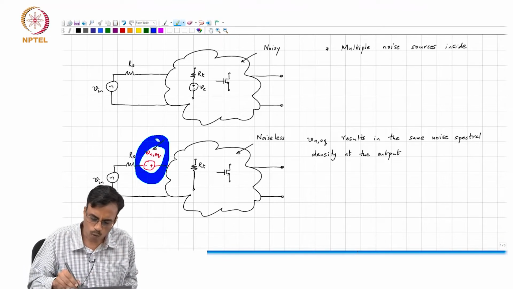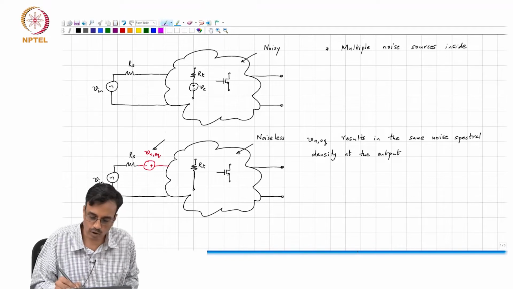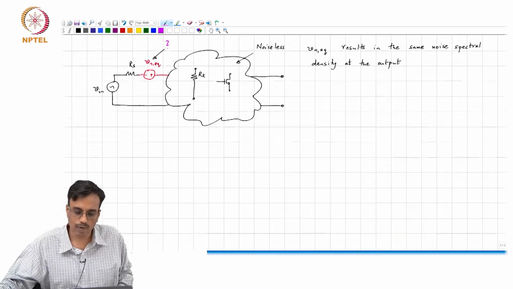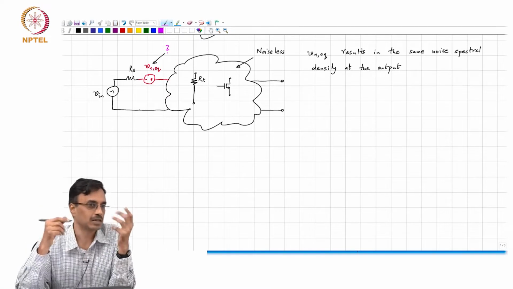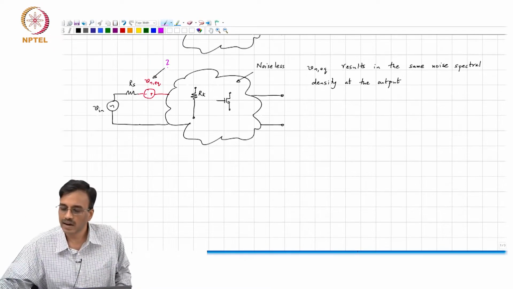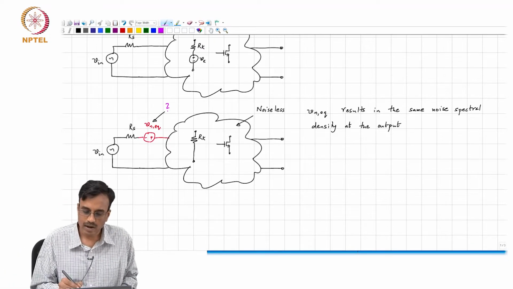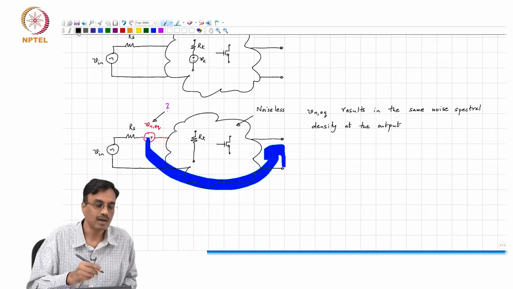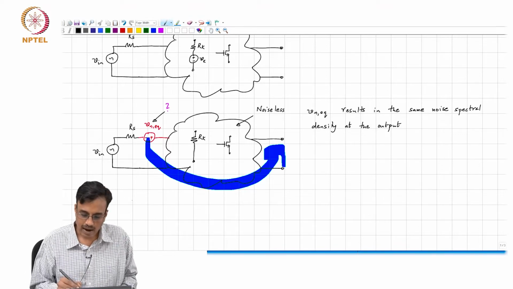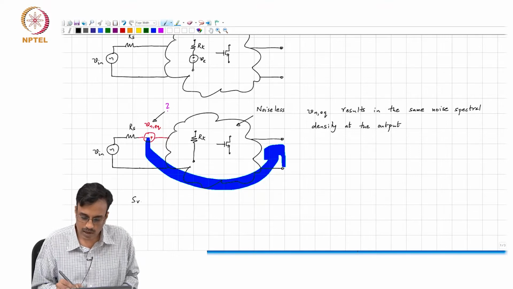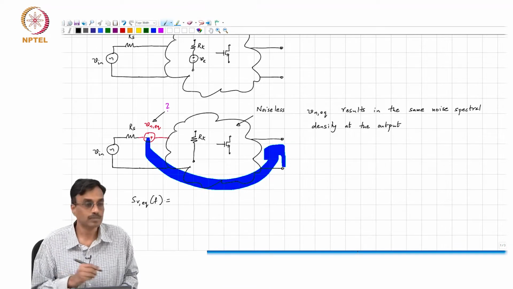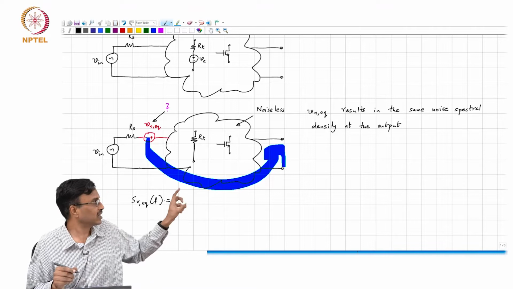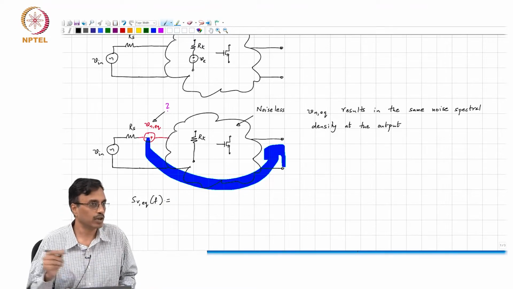Now, let us discuss how we are going to find this input referred noise source. How can we think of how we will be able to do this? What do you suggest? Exactly. So, basically the idea is very simple. From Vn equivalent to the output, there is going to be a transfer function, correct, and therefore, SV equivalent of f will be whatever transfer function there is from Vn equivalent to the output.